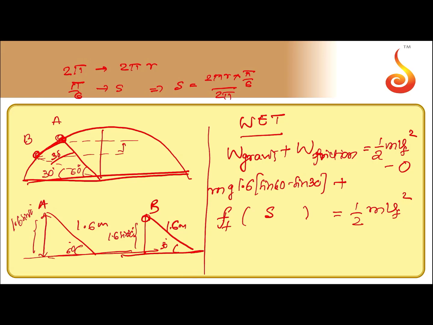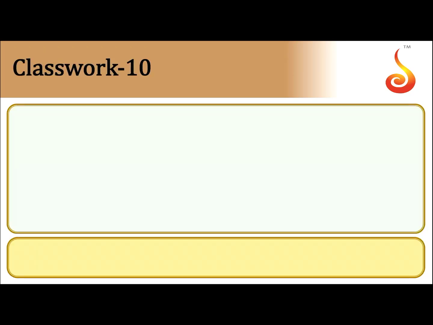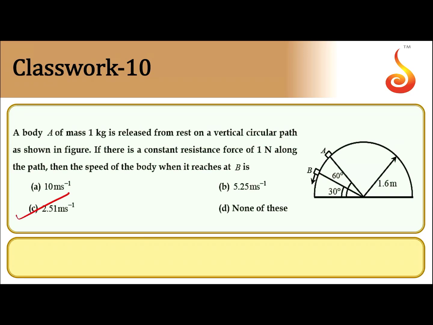So now everything is available here for calculation. So you can substitute this being 1 Newton. This is also calculated as here, and you can substitute for these details, and upon simplification you get V is equal to 2.51 meter per second. So the speed of the particle when it reaches the point B is 2.51 meter per second. C is our correct choice.